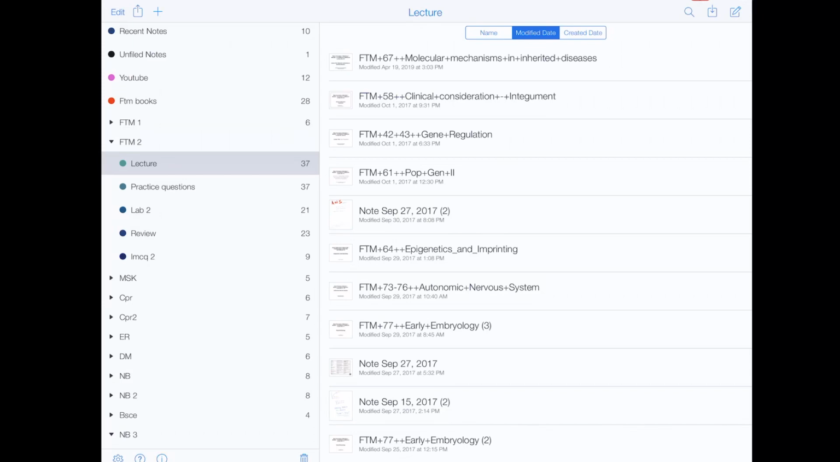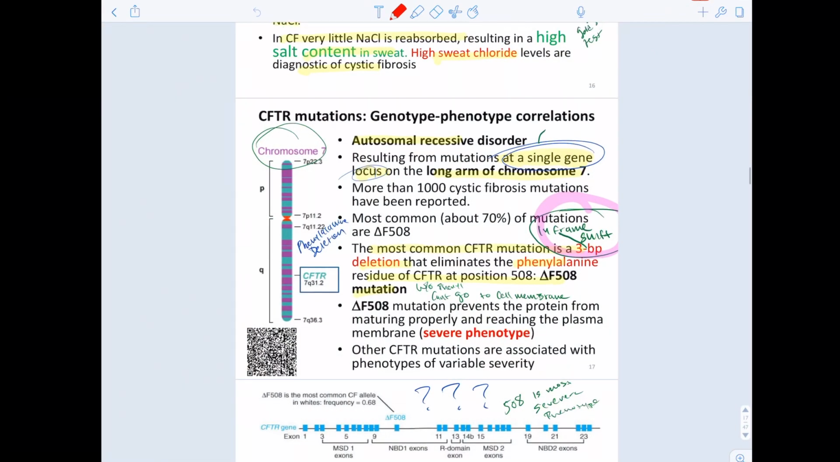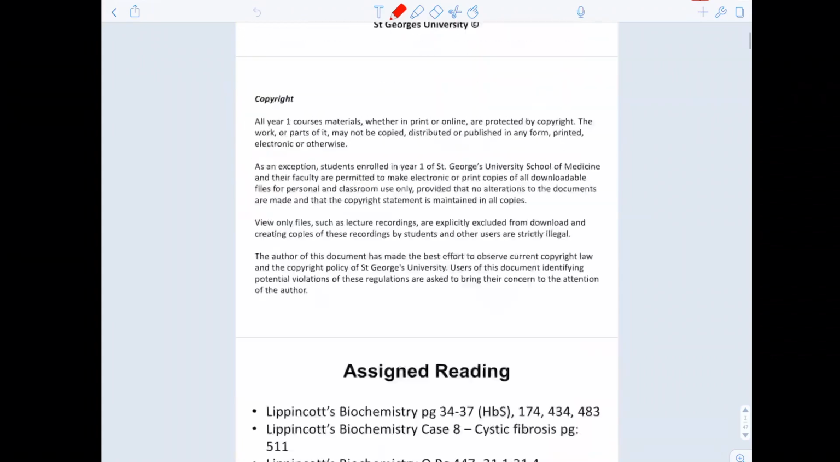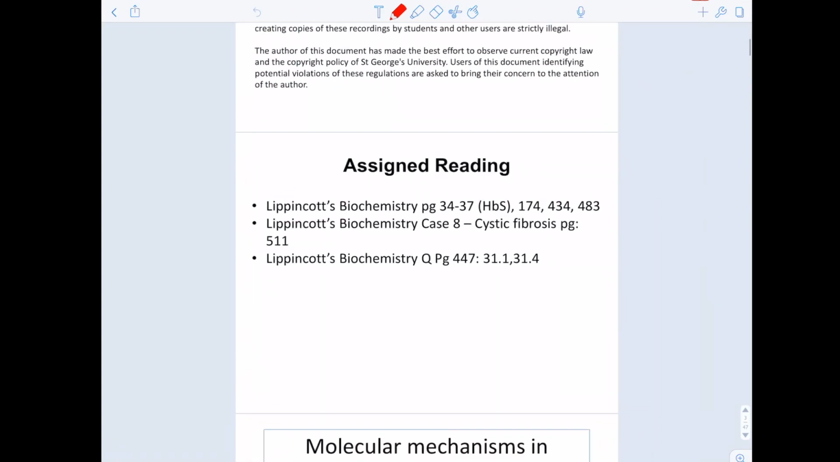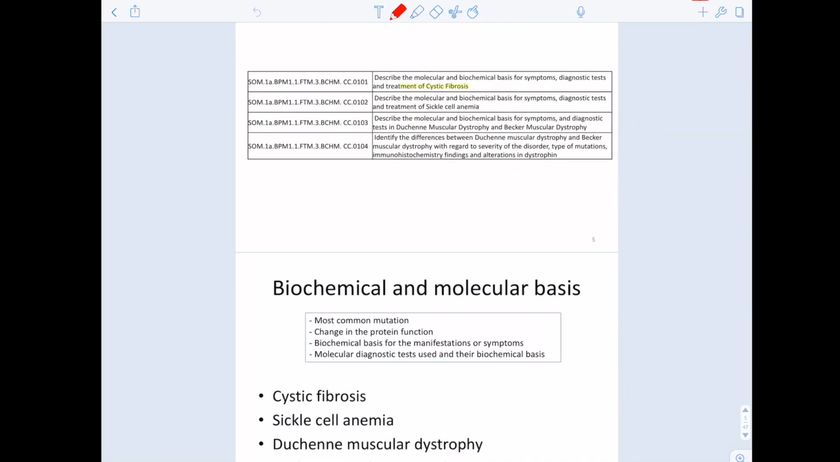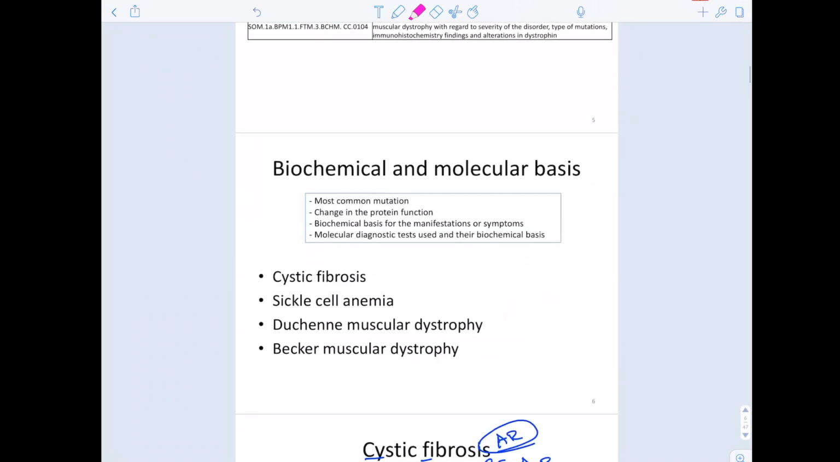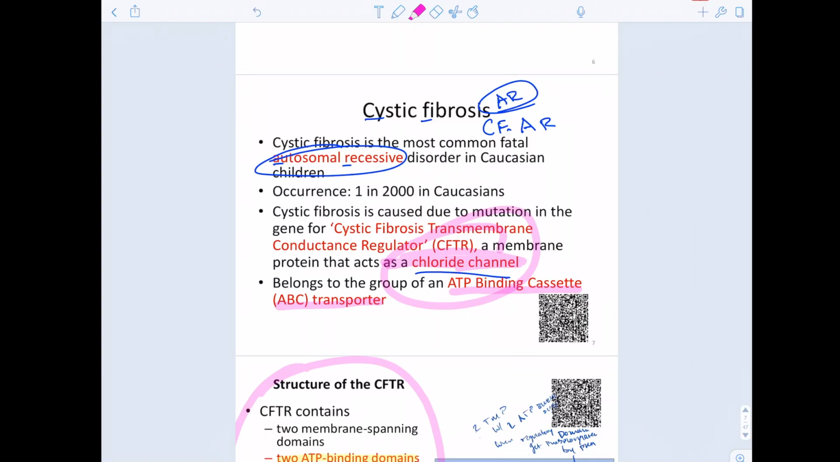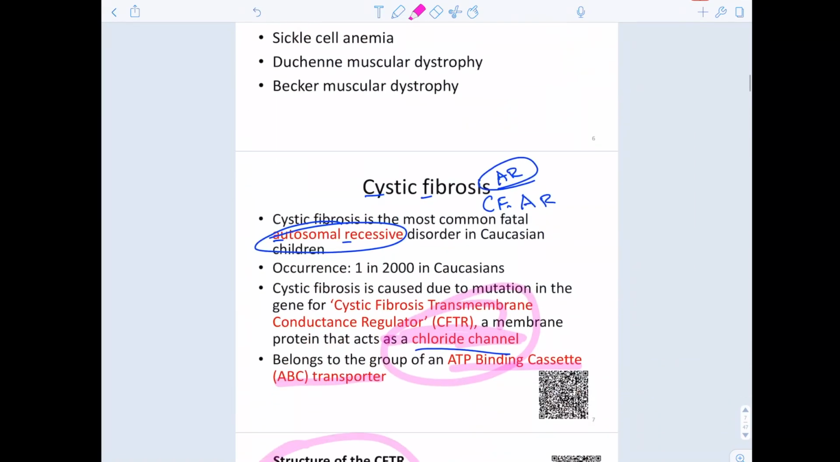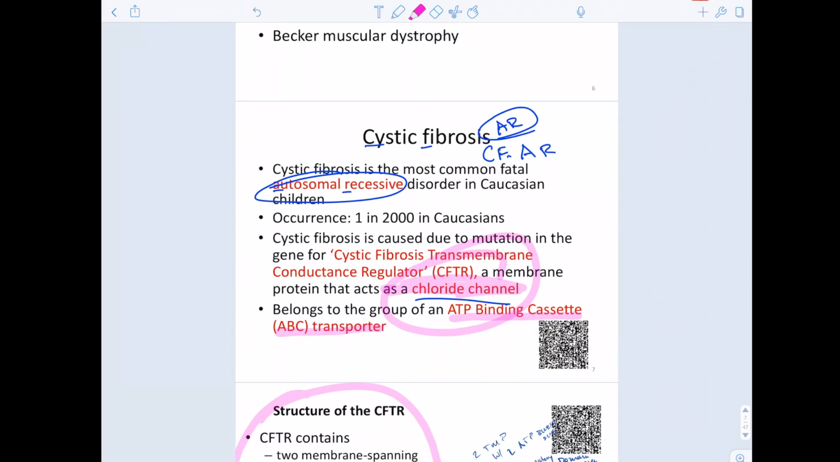So let's just go into one of the lectures like I was talking about before, and I wanted to show you. So here's the lecture notes, the assigned readings if you have time, and the objectives, right? So here's where you could pay attention to, just keep in mind when you see certain things: sickle cell anemia, cystic fibrosis, stuff like that. Becker's and Duchenne's muscular dystrophy. So those are just things you want to keep in mind for when you read through the lecture, right? So here's the little trick I like to do.